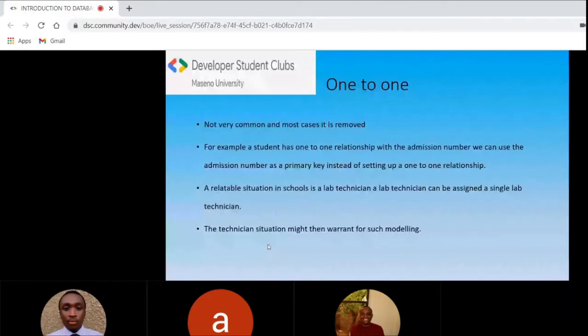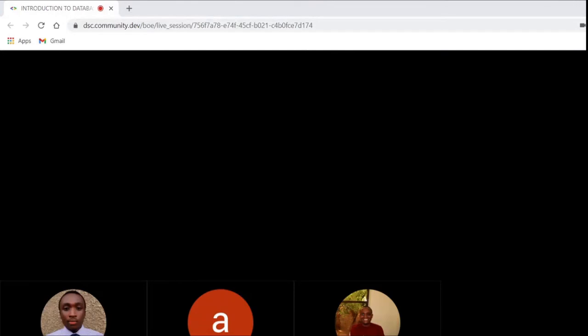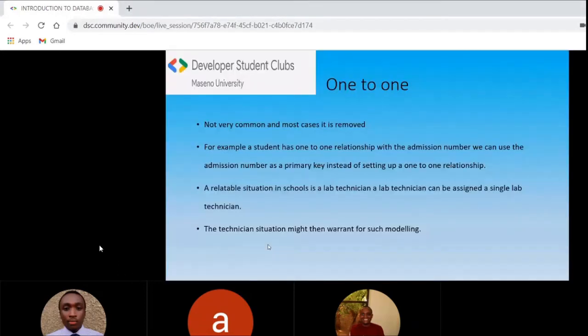But from here, we can't say that we can just use the lab as the ID or the primary key of the lab technicians or the employees table. And we also can't have the technician as one of the columns in the labs table, because we need a lot of data about the lab, maybe if it's a computer lab, the number of computers, the number of chairs, the number of whiteboards. For example, we need such information.